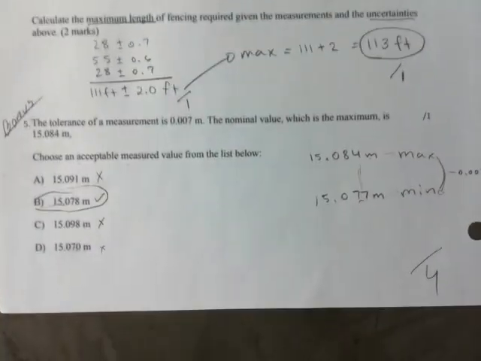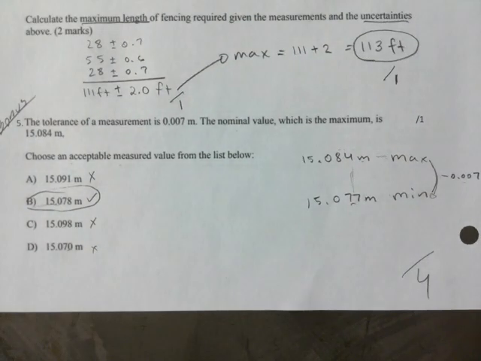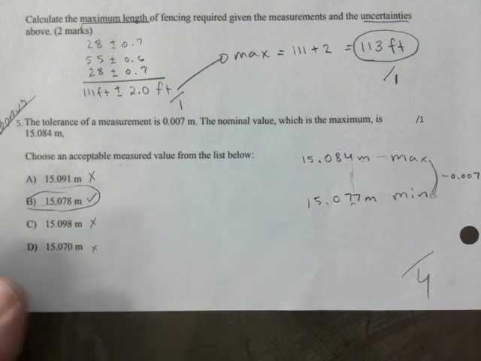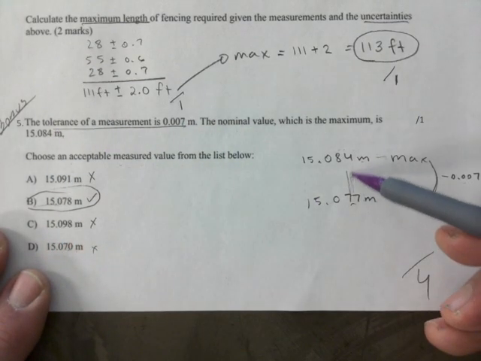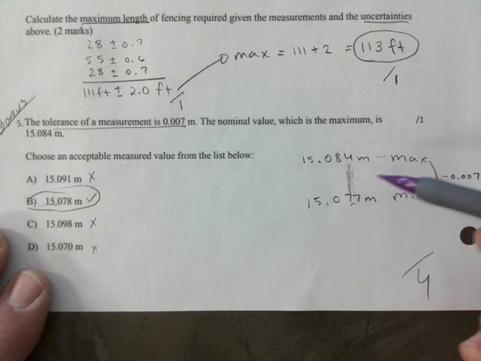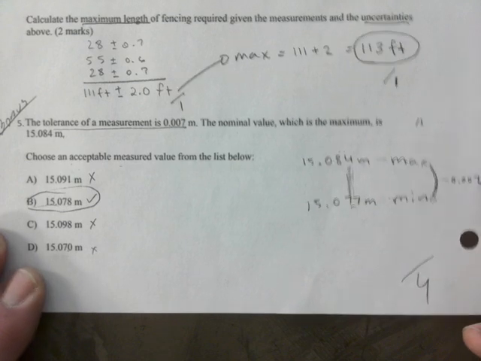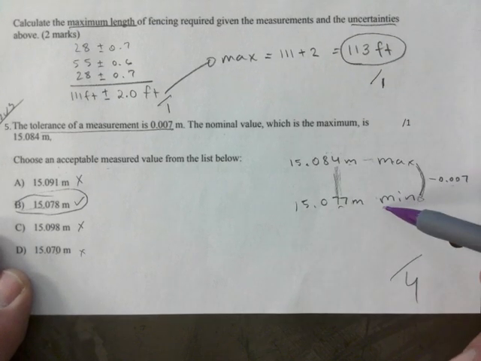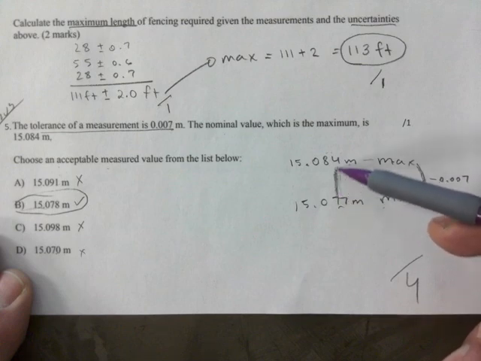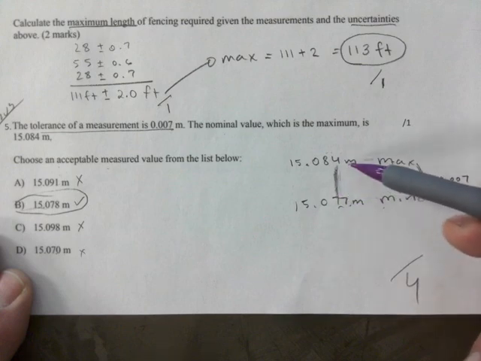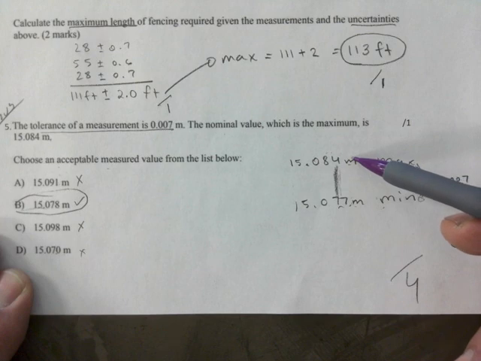The next one, this might have been a little confusing, but the tolerance is the difference between the max and the min. So if I give you the max, you subtract the tolerance, 0.007, to get the min. Any value that fits in between here is acceptable, including obviously these two numbers. So one last thing here.